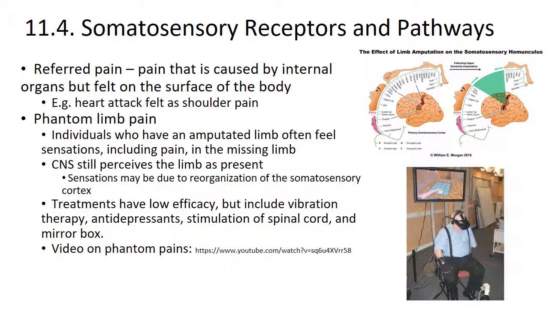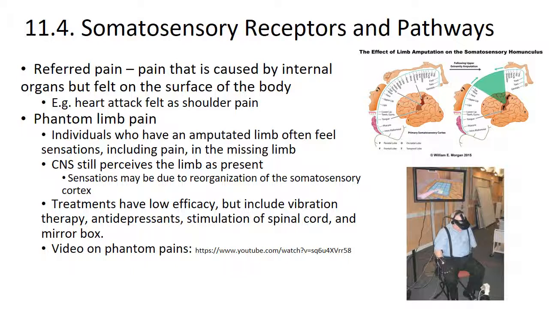There's also phantom limb pain. Individuals who have an amputated limb will often feel sensations in that missing limb. So if someone loses their left arm, they might still feel like their left hand is connected somehow or is present. The central nervous system is still perceiving the limb as present. There's still a part of the central nervous system that codes for the left arm. The sensations may be due to reorganization of the somatosensory cortex. It might also just be random firings.